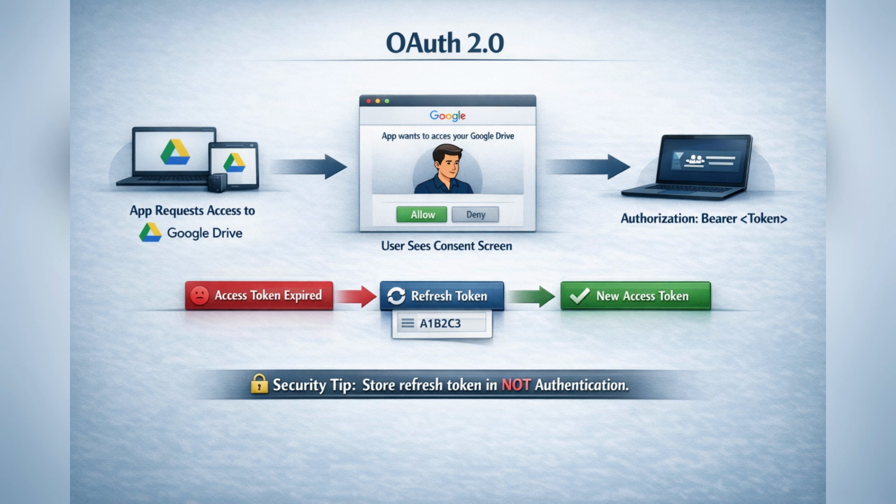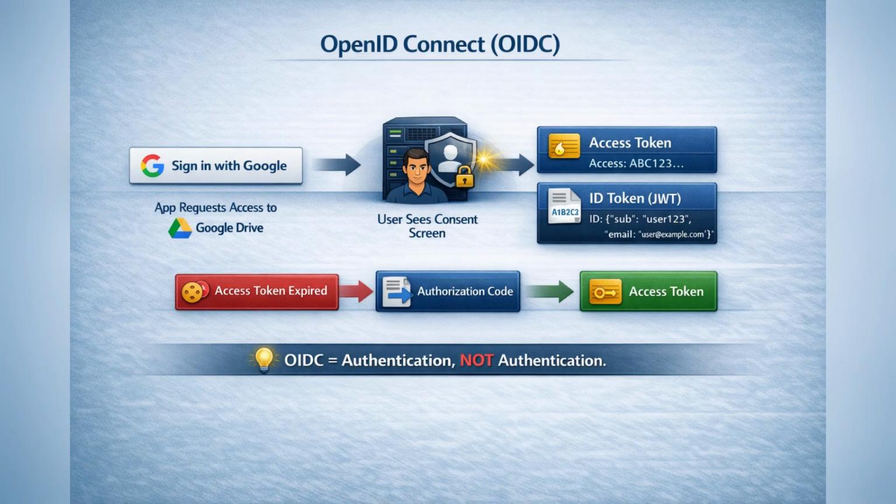For example, when you connect an app to your Google Drive, you're allowing that app to access your files. OAuth 2 handles this by issuing an access token after user consent. But that token doesn't prove who you are. It only proves that the application has permission to access certain resources. That distinction is critical. OpenID Connect builds on top of OAuth 2 and adds identity.